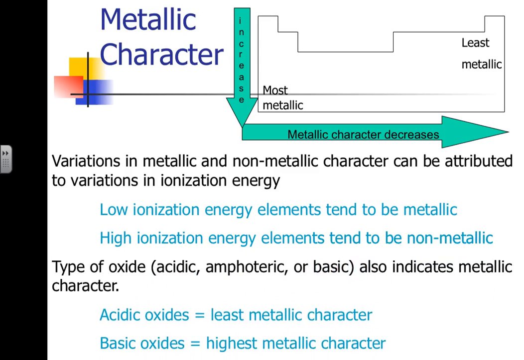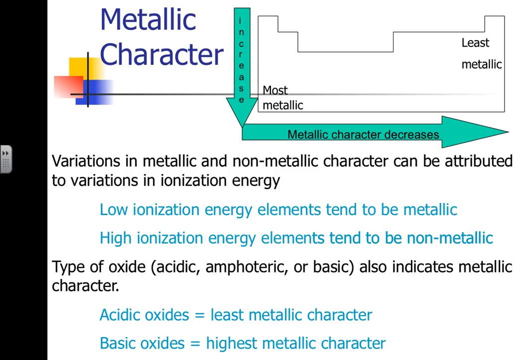Type of oxide, and I'm going to talk about oxides a little on the next page also. There are three types of oxides, and all that means is that an element combines with oxygen and forms a compound called an oxide. So your type of oxide will also indicate metallic character. In parentheses there, I have three different types of oxides. You can have an oxide that's acidic. You can have an oxide that is basic, and I think we probably understand what those mean.